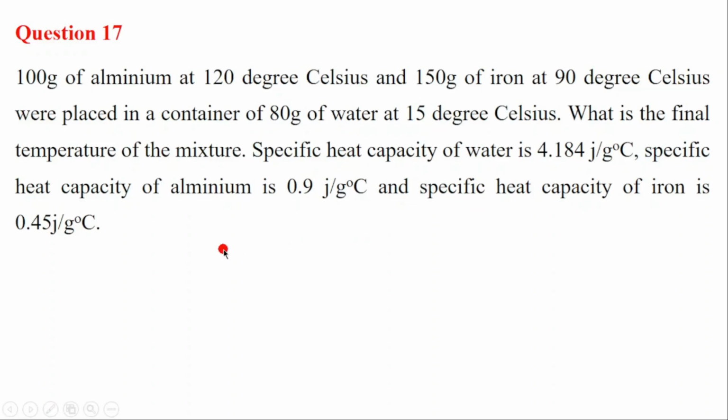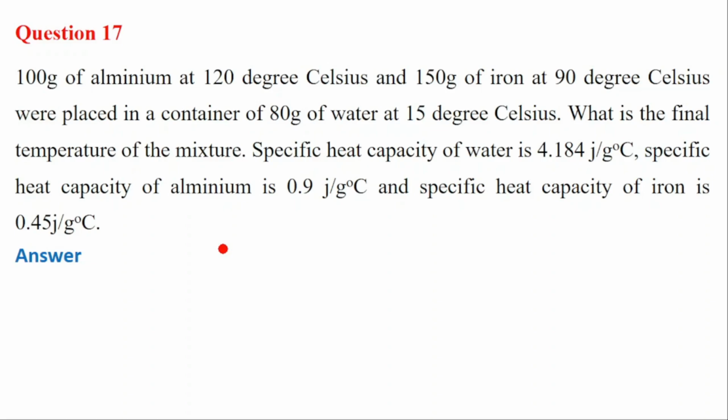Let's see the answer. We know that the heat will move from aluminum to water and from iron to water. That means that the heat lost by aluminum and the iron will be gained by the water.